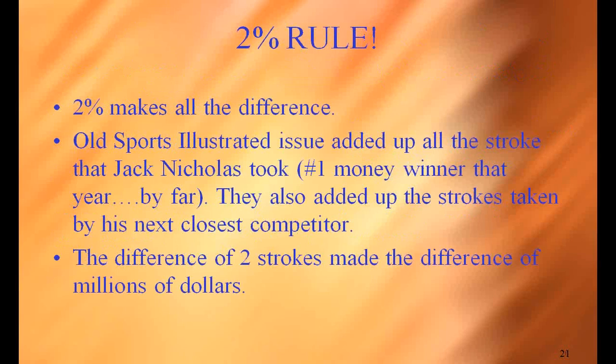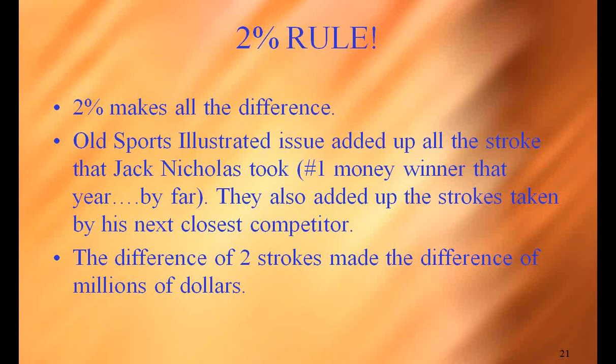A great way to illustrate that is actually from Sports Illustrated, where they added up all of the strokes that Jack Nicklaus took versus the number 2 person, and he won when he had gotten close to 100 times the money that the number 2 person had made that particular year. They added up all the strokes, and there were about 2 strokes difference. And there's a 100-fold increase in the amount of money that somebody had made. That's how important even 2% can be.